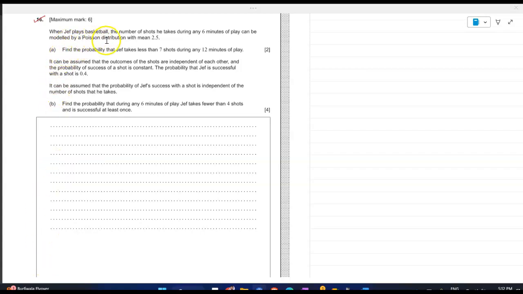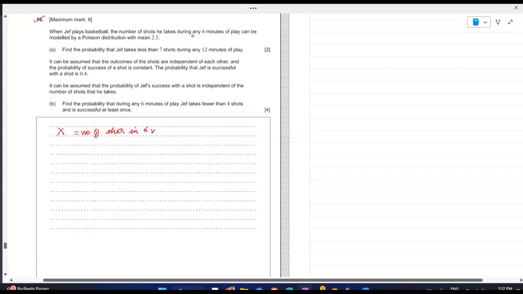So when Jeff plays basketball, the number of shots he takes during any 6 minutes of play can be modeled by a Poisson distribution. So X is the number of shots in 6-minute play. Correct? So X follows a Poisson distribution with mean 2.5. Find the probability that Jeff takes less than 7 shots during any 12 minutes of play.